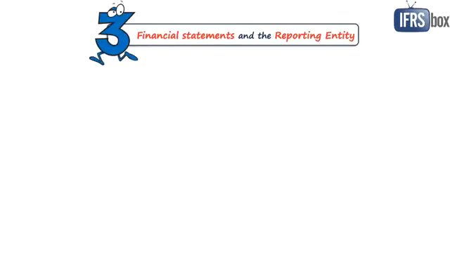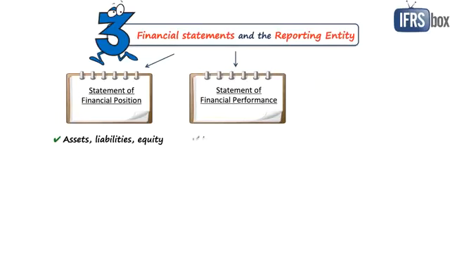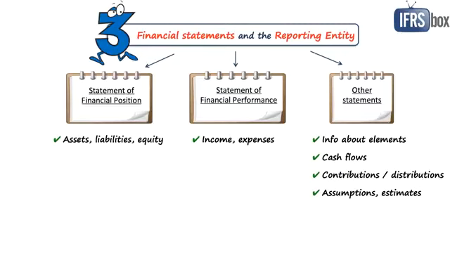Chapter 3 is about the financial statements and the reporting entity. So here we are focusing on the financial statements, not just the reporting itself. So the relevant information is provided in the statement of financial position by recognizing assets, liabilities, and equity, in the statement of financial performance by recognizing income and expenses, and in other statements where you show the information about recognized and unrecognized assets and other elements of the financial statements, cash flows, contributions from and distributions to shareholders, assumptions, methods used, judgments applied, estimates, and other relevant information.